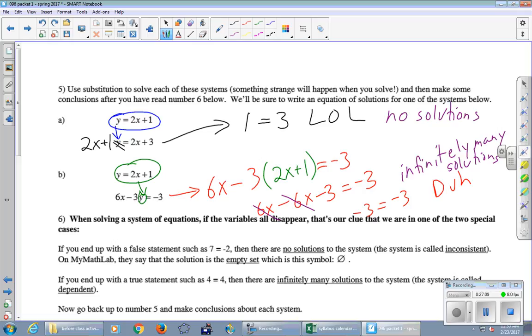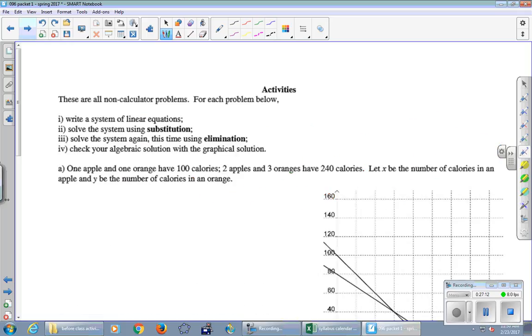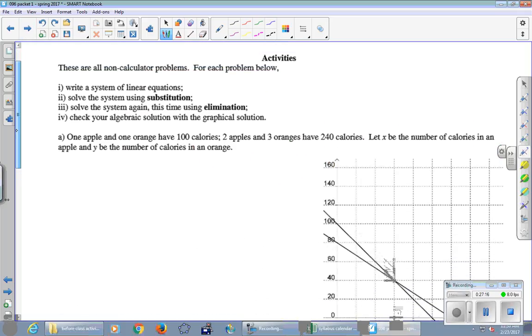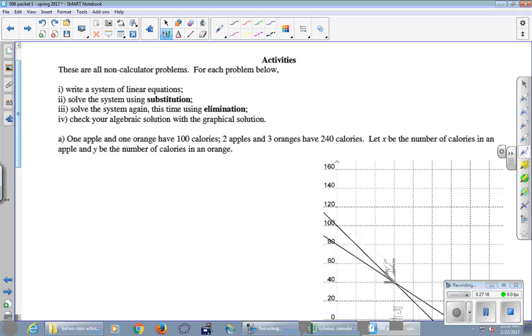Okay. All right, so we have 10 minutes left. Let's see if you can do this first question in those 10 minutes. All non-calculator problems. What you're going to do is write a system of equations for the given setup here. You're going to solve using substitution. Then you're going to solve again using elimination, and you're going to check. To be clear, even after you get the answer for x and y, you're going to solve again, completely from scratch. Once by substitution, once by elimination. Practice both methods on all the problems on this page.